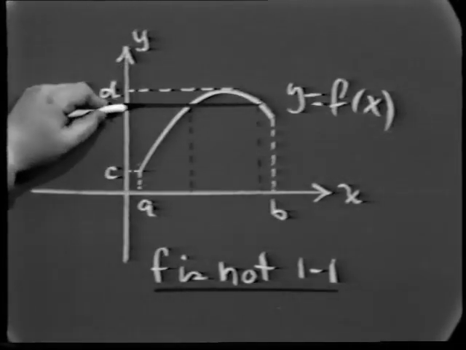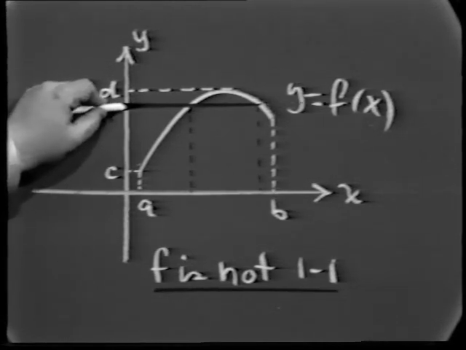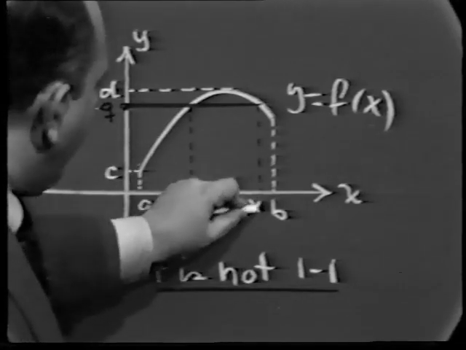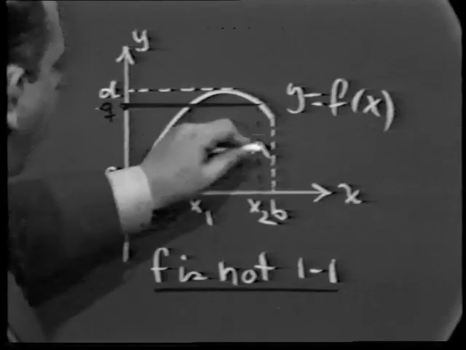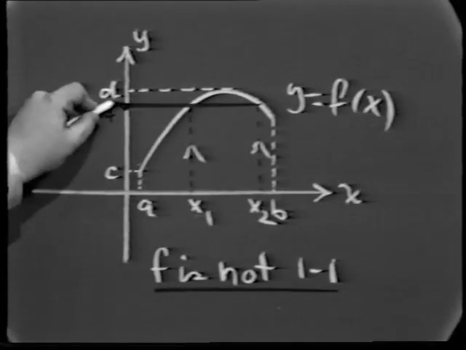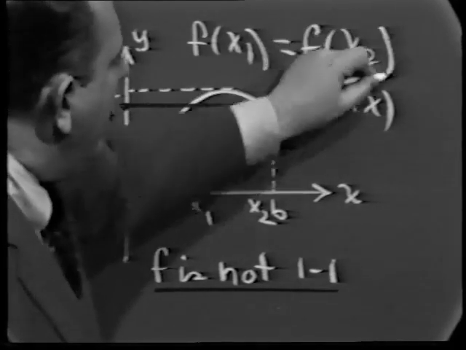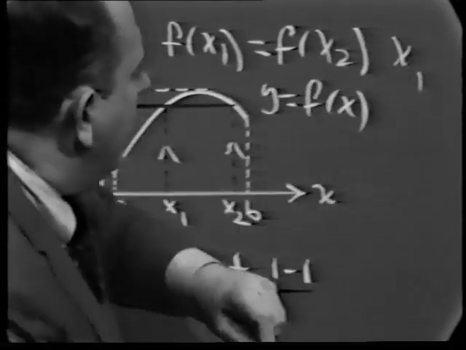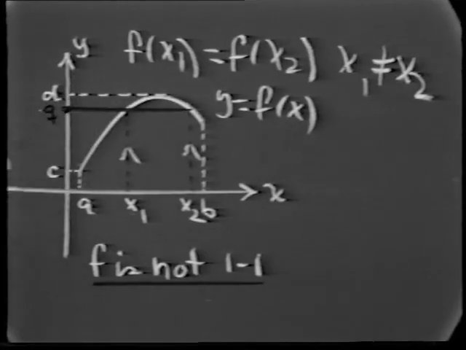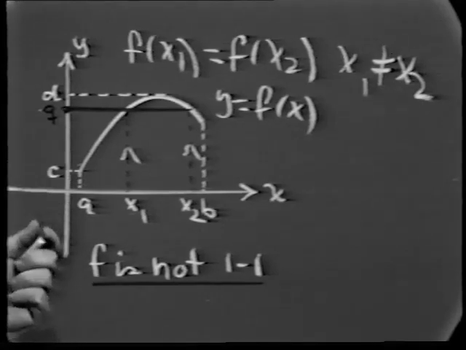Now the question is, given the y value of Q, are there any x values that map into Q under f? And the answer is yes, there are. In fact, there are more than one. Namely, notice that both f of x1 and f of x2 equal Q. In other words, in this case, f of x1 equals f of x2, even though x1 is unequal to x2. That means that this function is not one-to-one, and because it's not one-to-one, it doesn't have a well-defined inverse function.